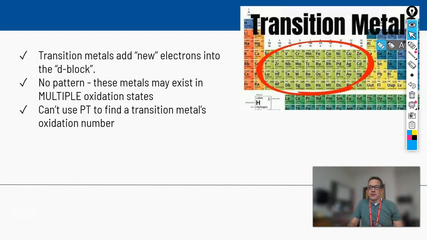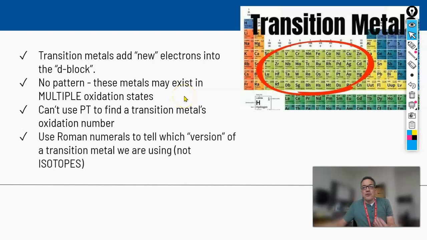Since these don't follow a pattern, we can't really use the periodic table to find the oxidation number. Just as a reminder, if we wanted to find the oxidation number of something in group 1, that's easy. Everything's got an oxidation number of +1 because they all are going to lose their 1 electron. When we get over here into the transition metals, that pattern doesn't exist, and so we need to be able to look things up effectively. The information has to be given to us to be able to use it.